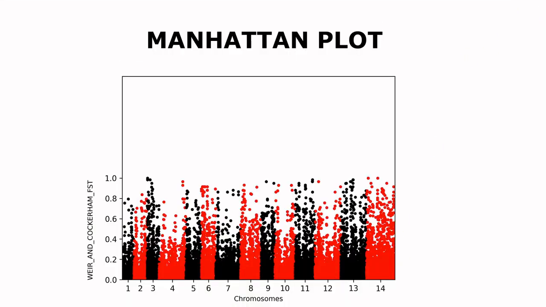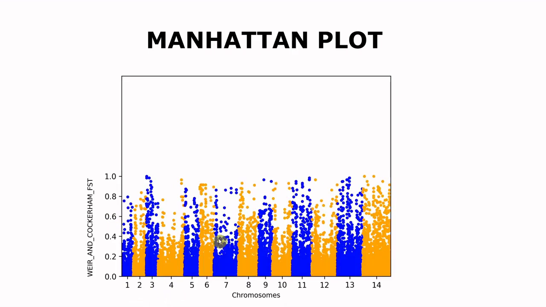This is the Manhattan plot that was generated for us. So you have the chromosome numbers, and they also have the FST values, which is in the range of 0 to 1. Now the Python script I'm using also allows you to change the colors for the plots. So you can have another color like this. Depending on your preference, you can choose any color combination that you want.